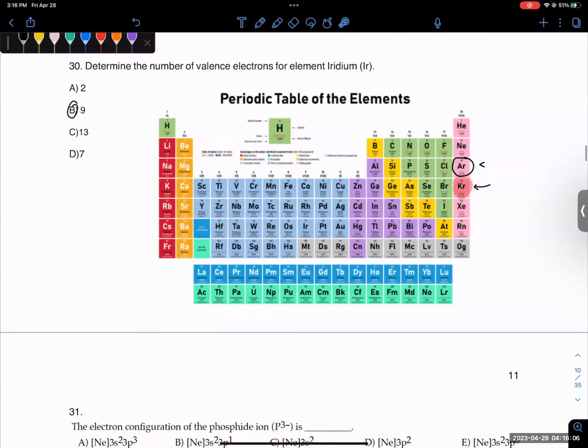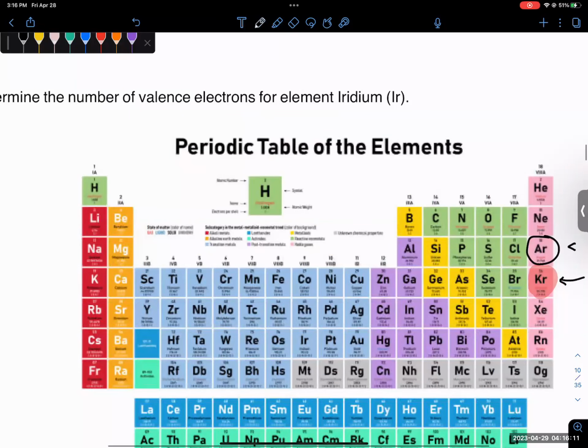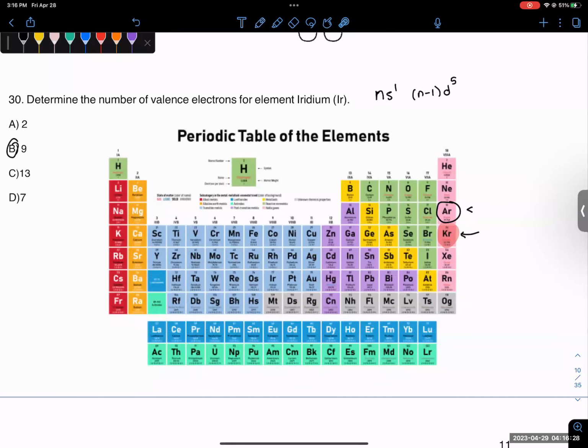Chromium and molybdenum have the configuration NS1, and then N-1 D5. For copper, silver, and gold, it's NS1, N-1 D10. So that's for copper, silver, gold, and only chromium and molybdenum apply for those other exceptions, the ones we talked about before.